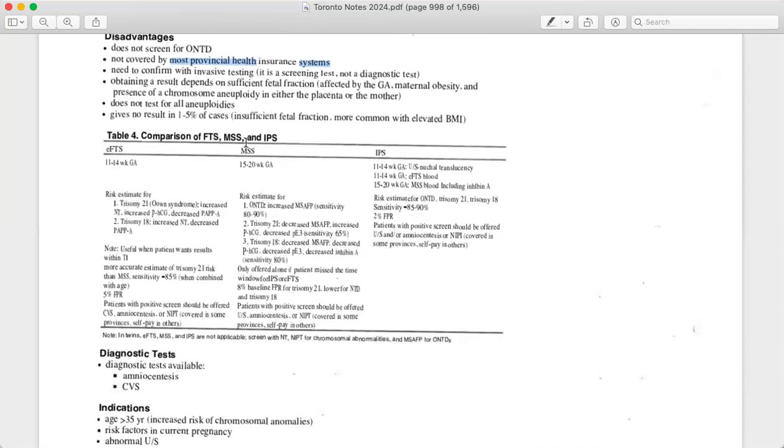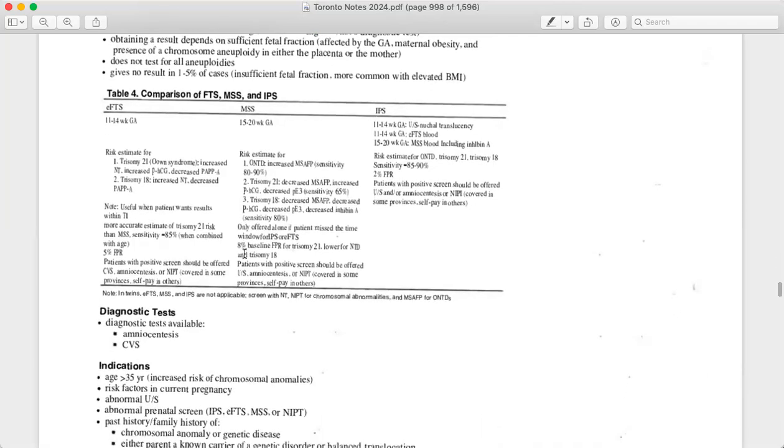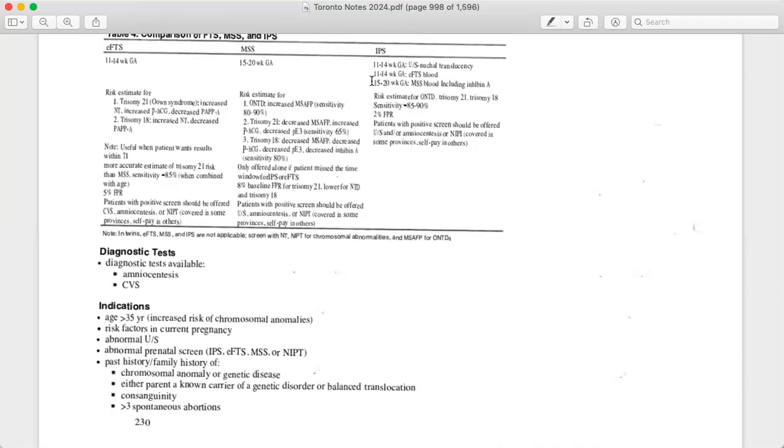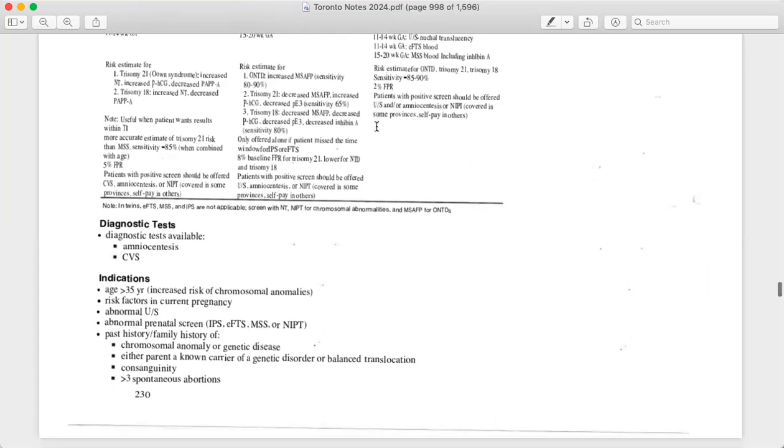Now comparison of FTS, MMS, and IPS. If you could remember it, well and good. If you couldn't, still it's well and good. The IPS: 11 to 14 weeks gestational age, ultrasound nuchal translucency at 11 to 14 weeks, FTS blood, and 15 to 20 weeks MMS, MSS blood screening, including the inhibin. That's what you are going to do in IPS.